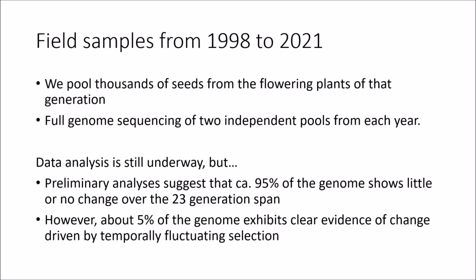But the preliminary data analysis suggests that about 95% of the genome shows little or no change. In other words, all the way from 1998 to 2021, there's essentially zero change, or the change is so small it can't be distinguished from zero. And that's what you expect in a very large population. But about 5% of the genome shows very clear evidence for greater, selection-driven change. And the dominant pattern is not that one base becomes consistently more frequent over the interval from 1998 to 2021. Instead, it's of strong temporal fluctuations in selection.